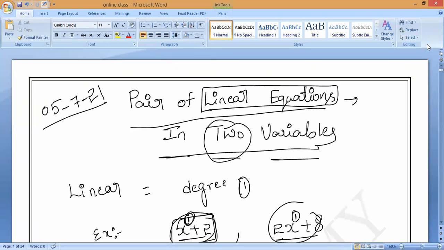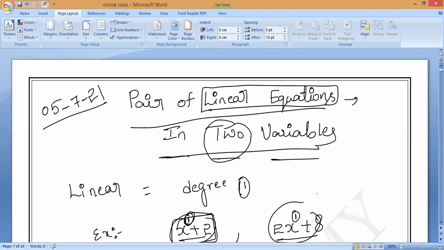So we can write any expression like x plus 2, x plus y, x plus 9, x minus 5, x minus 2y, anything. What is the degree of each? The highest power is one. Now with the same expression, if you keep equals to something, equals to 1, 5, 9, 12, then it is called a linear equation. The linear expression turns into an equation.